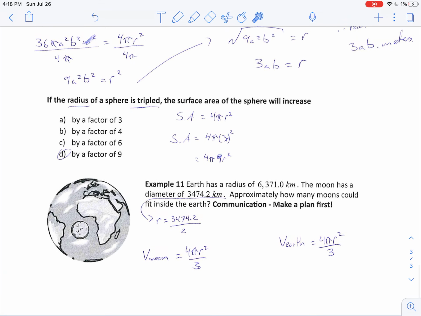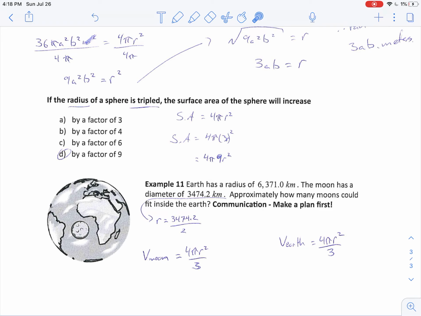And the last one. Earth has a radius of 6,371 kilometers. The moon has a diameter of 3,474.2 kilometers. Approximately how many moons could fit inside the Earth? So this is talking about radius, this is talking about diameter. Well, I need to find the radius of the moon.